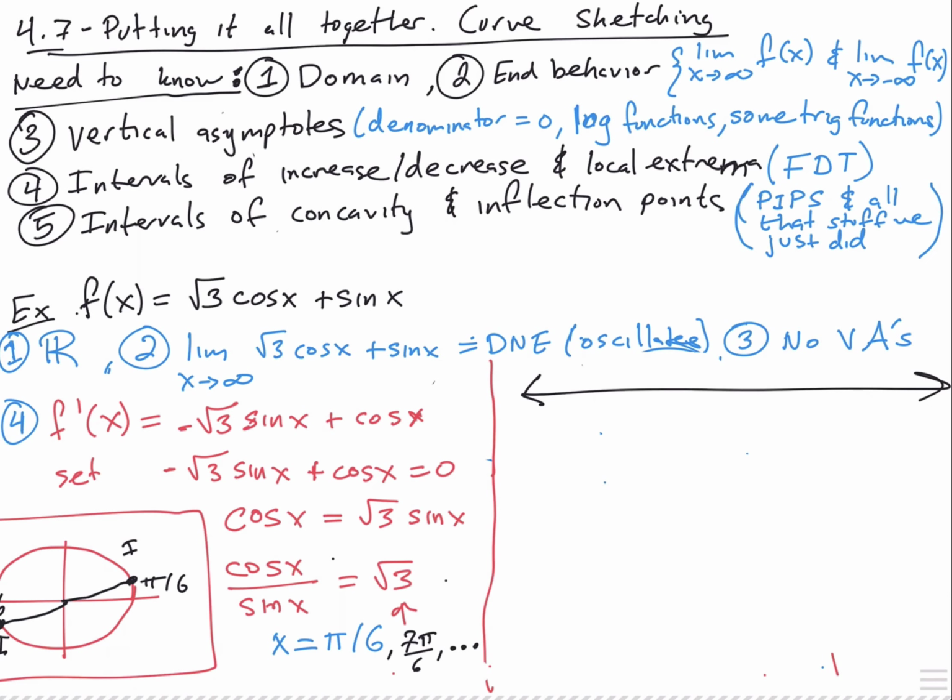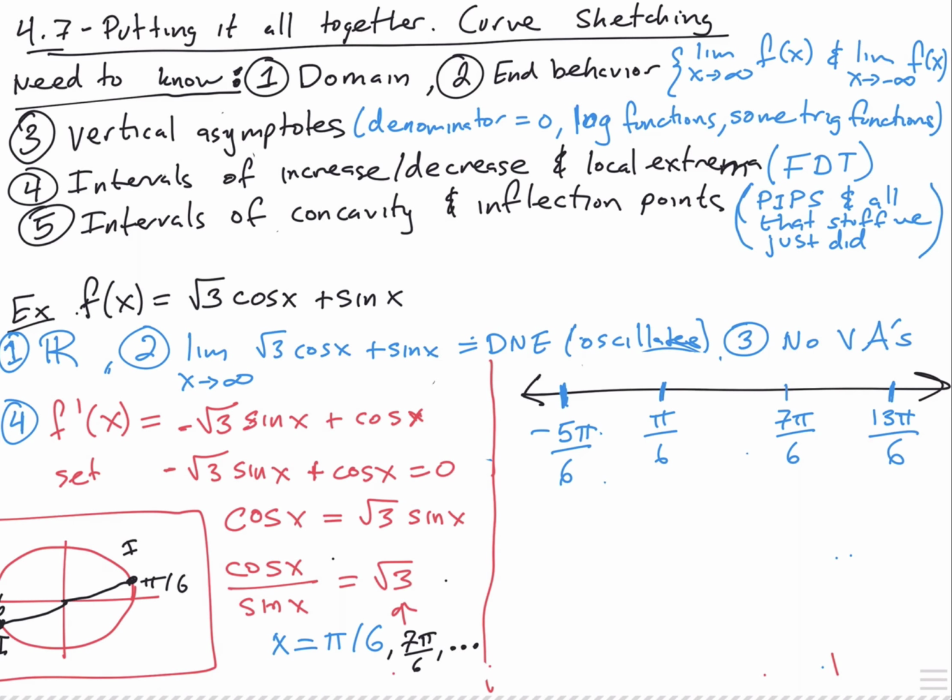So let's do our testing here. So I have pi over 6. I have 7 pi over 6. So what did you guys tell me the next one is? 13 pi over 6. Okay, sure. What about before pi over 6? This one right here. Not negative pi over 6, because that's in quadrant 4. Negative 5 pi over 6, right? Okay.